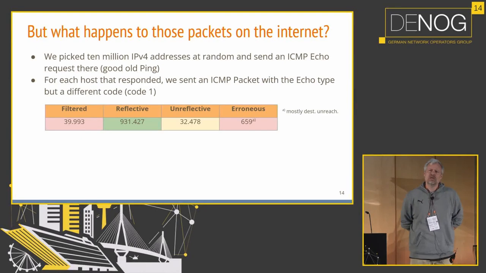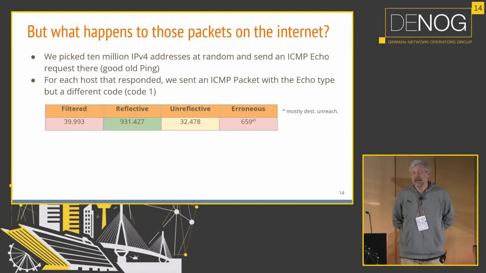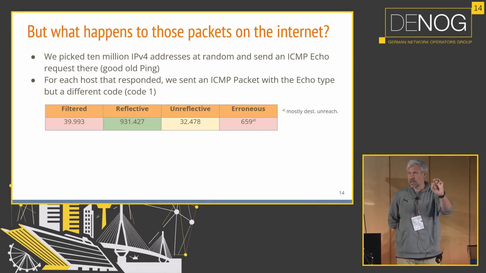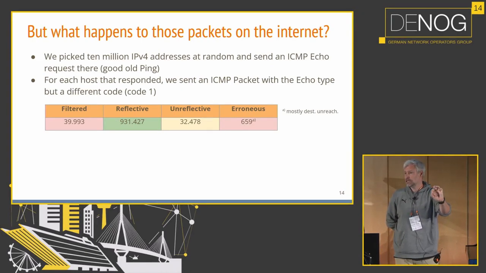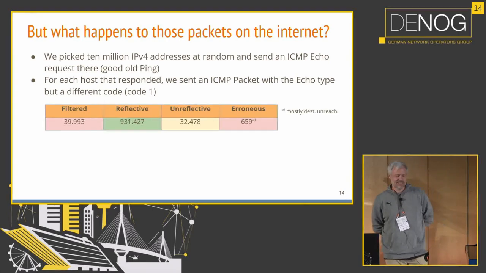Reflective means we get an echo response back with code 1. Most hosts on the internet react like this. So you send them an echo request with a code that has not been specified yet. They send an echo response, so type 0, code 1. They just reflect it and say, okay, we got this from you, and we believe this is the correct answer.